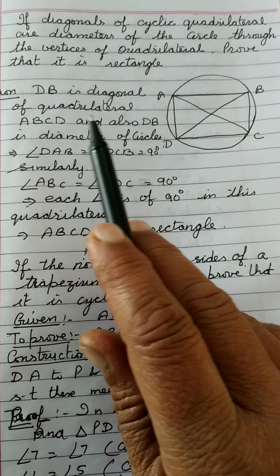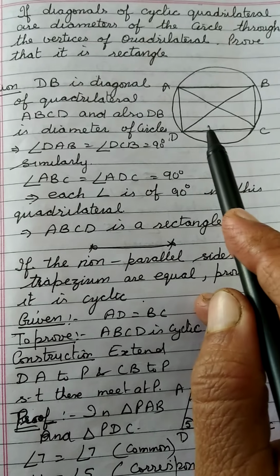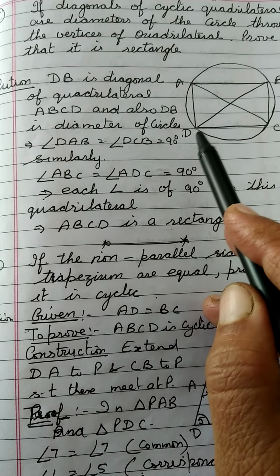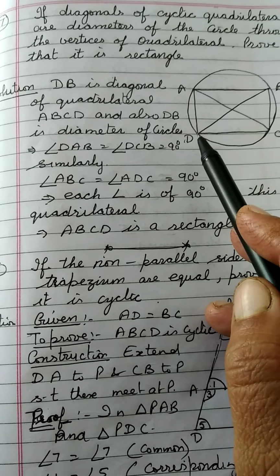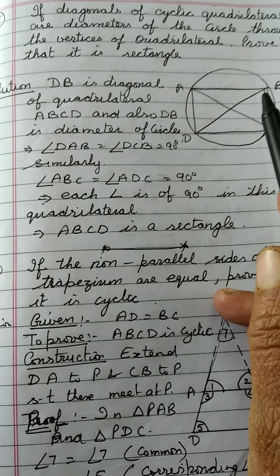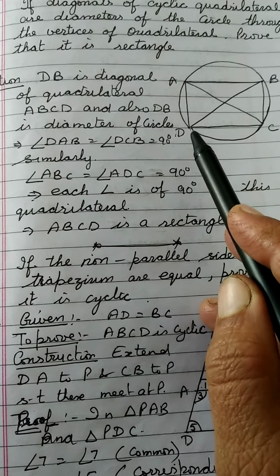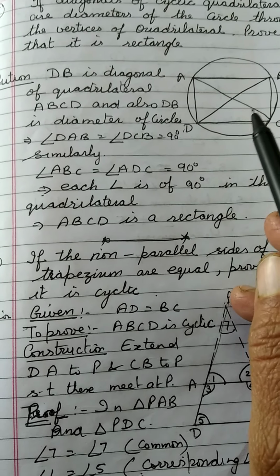Now we take the solution. See, DB is a diagonal of quadrilateral ABCD and DB is also the diameter of the circle. Then the angle subtended in a semicircle is always 90 degrees. Therefore, angle DAB is equal to angle DCB equal to 90 degrees.